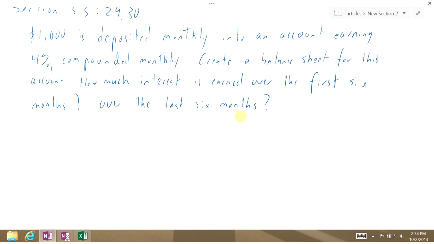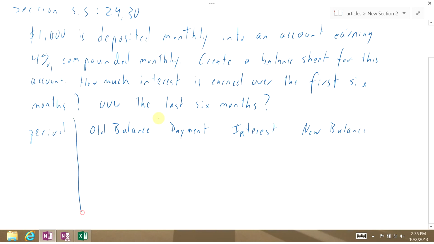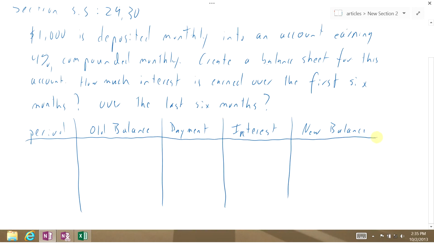Well, a balance sheet, you start with a period, and the old balance. And what kind of money goes into the account? Well, there's the payment that you make every month, and there's the interest that you earn every month, and then there's your new balance. Right, and so these are each columns on your balance sheet, and those are the headings. There's a very similar thing in the book.